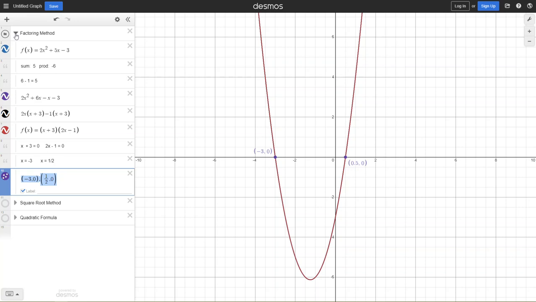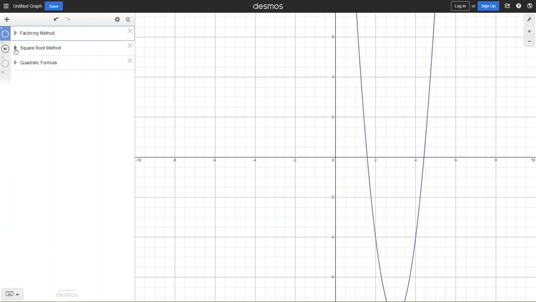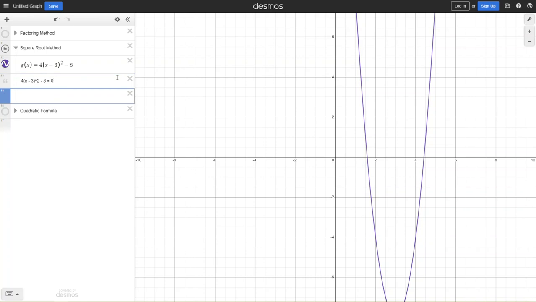I'm going to minimize and turn off this folder to take a look at the next one on the square root method. Once again, I need to solve this, and I'm going to use a note to write what I'm doing here. I want to solve this equation equal to 0. So 4 times (x minus 3) squared minus 8 equals 0. You can solve this on paper. I'm just trying to show my work right here on the screen. My next step would be to add the 8 to both sides.